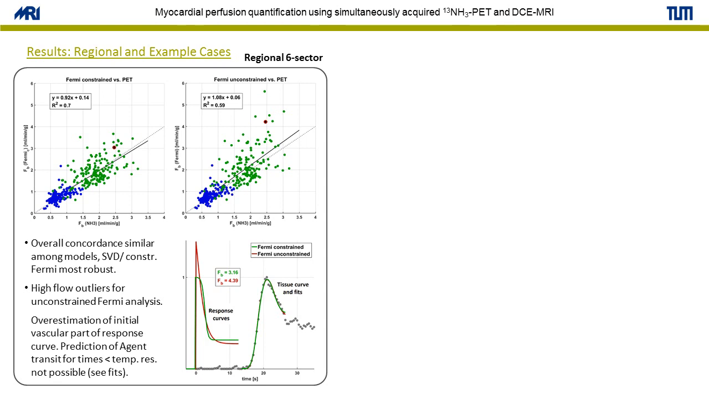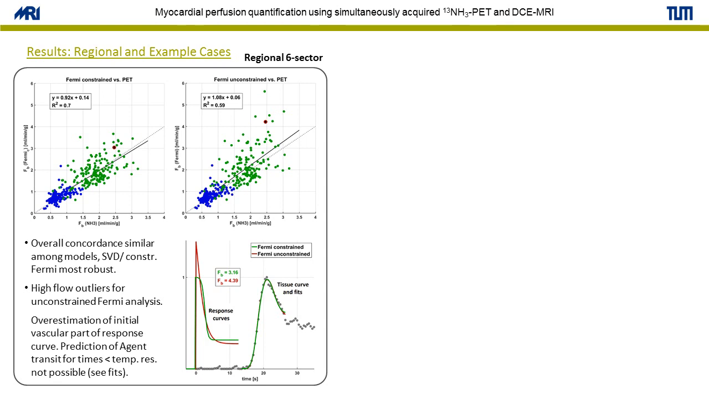While SVD in the constrained Fermi approach proved to be most robust in the context of the concomitant decrease in SNR when moving from a slice average to a sector-wise analysis, the most important finding shown here is the significant amount of high flow outliers produced by the standard unconstrained Fermi analysis.